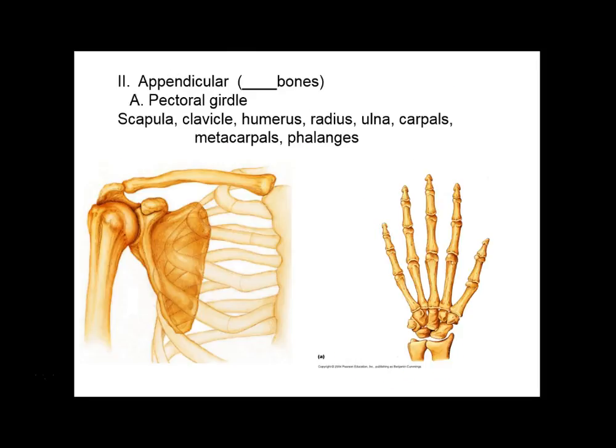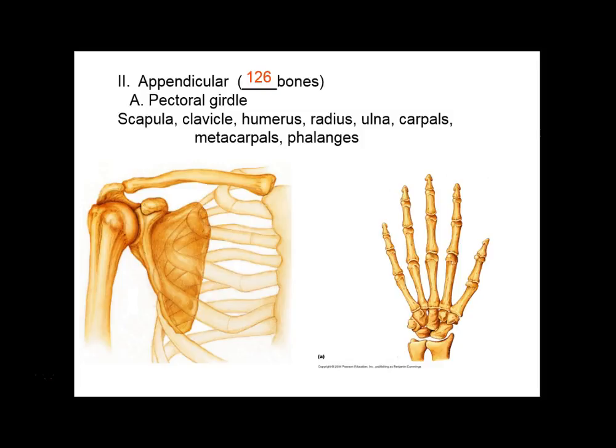Let's move to the appendicular bones. There are 126 appendicular bones. We have the bones that are associated with the pectoral girdle or your shoulder girdle. Your shoulder girdle is made of the shoulder blade, which is the scapula, the clavicle, which is the collarbone. And notice that the collarbone goes and sits on top of the manubrium of the sternum.